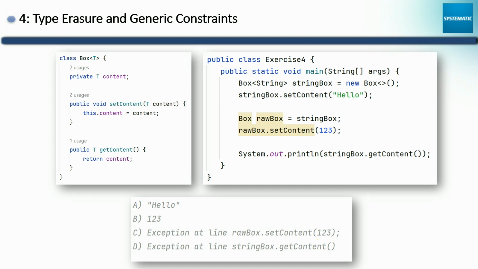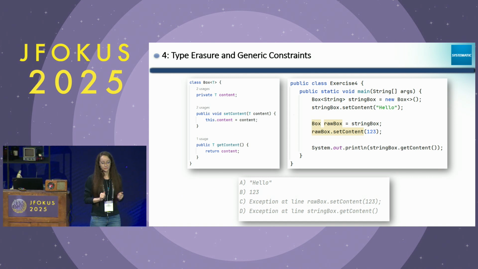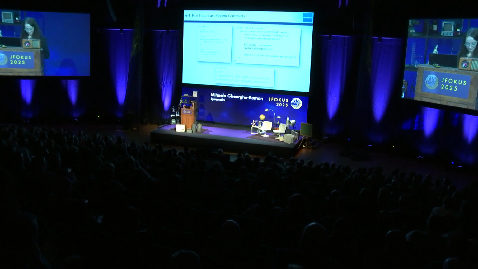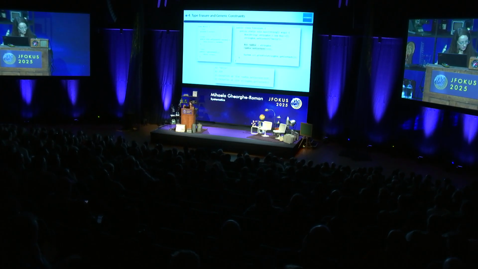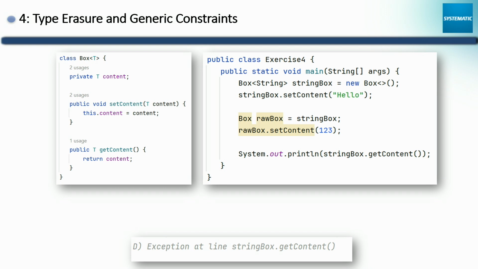So out of these 4 options, what do you think we will get? It's time for you to submit the answer. We will get hello, 123, or an exception. And if you get an exception, where exactly? I think we have just 5 more seconds. All right. And the right answer was D, and was selected by 5% of you.